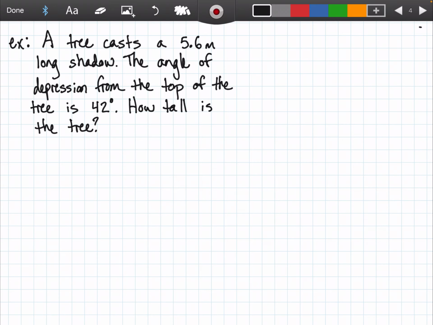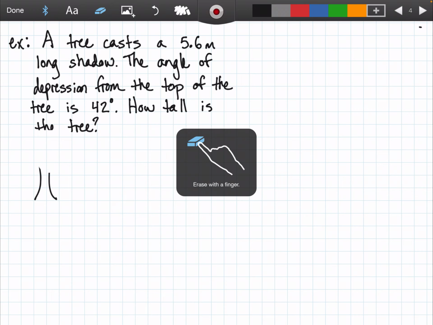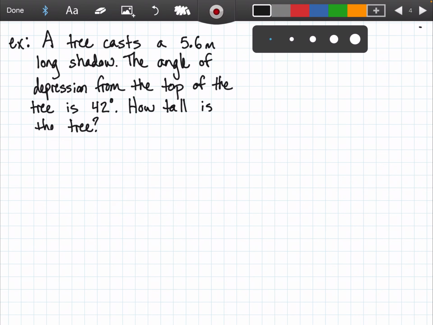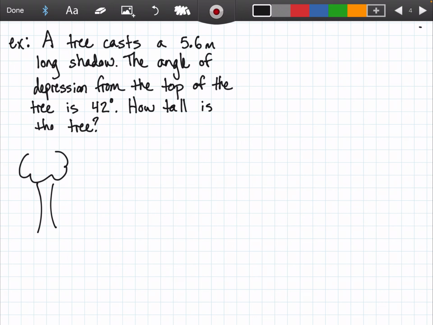All right, let's draw out what we know. We have a lovely tree. I'm gonna need more room than that. Take 2. Lovely tree, and it casts a shadow. The shadow is 5.6 meters long. I want to know how tall the tree is. So I have a triangle created. But it's talking about this angle of depression from the top of the tree. Can't have shadow without the sun.